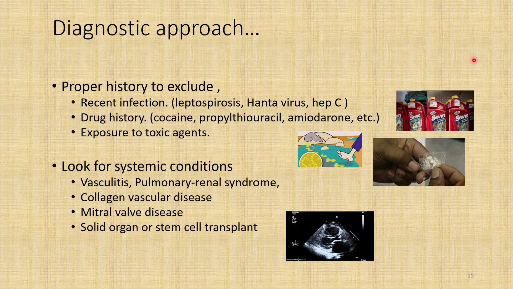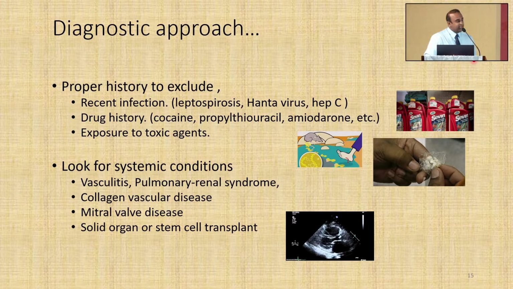Again, a proper history is much more important. Recent infections like leptospirosis, hantavirus, hepatitis C with the associated cryoglobulinemia, we know how badly they present in medical wards. With leptospirosis, we are in great fear if we get such a patient. And drug history: some of these drugs will cause ANCA vasculitis, that we all know, and exposure to toxic agents like pesticides and all. At the same time, we should look for systemic conditions like collagen vascular diseases, mitral valve diseases, and the history of solid organ or stem cell transplant.